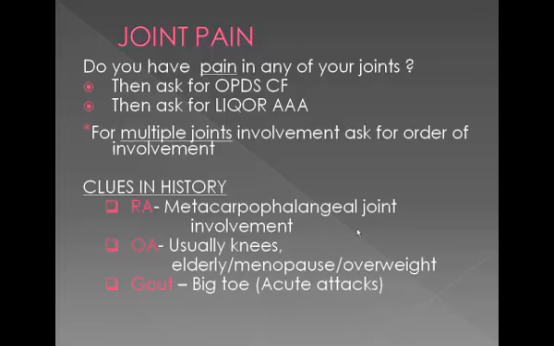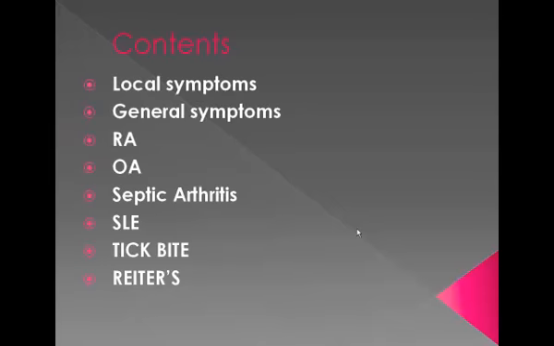Now let's go on to what are the other topics under which we are going to discuss history today. So first of all, let's look at some local symptoms regarding which we'll ask some questions. Then we'll think of some general symptoms to ask the patient in a joint problem. And then we'll attack all the differential diagnoses we have to come up with by the end of this encounter, right? So let's start with the local symptoms.